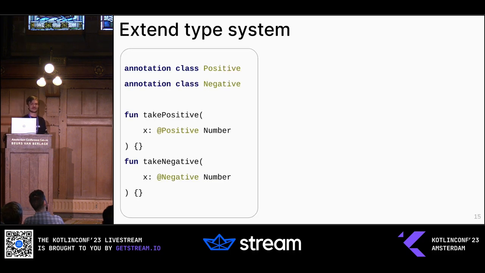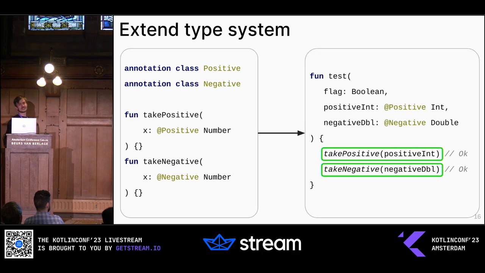Just for example, imagine that you wish to extend the Kotlin type system. Here we are trying to split numeric types into positive and negative. So we wanted it to behave so that the takePositive function can accept, for example, 42, but cannot accept -3. Okay, you can write such a plugin. It's not really complex. We have such an example of a plugin.